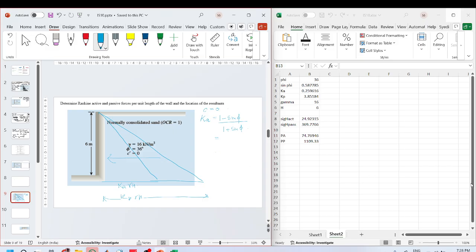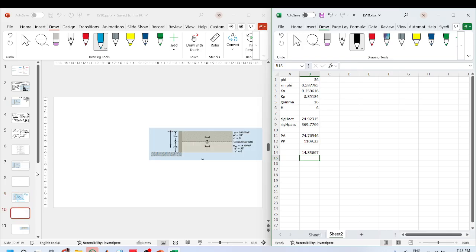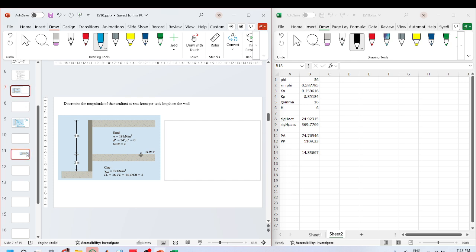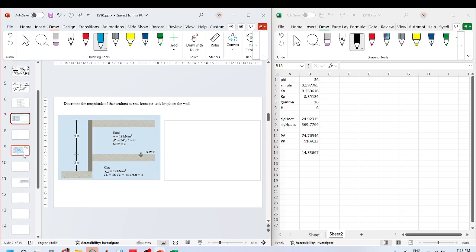So yeah, you see there is a lot of difference between the active and the passive force. It is almost 14, I mean 15 times greater. Now this was a simple question, just to show the result.